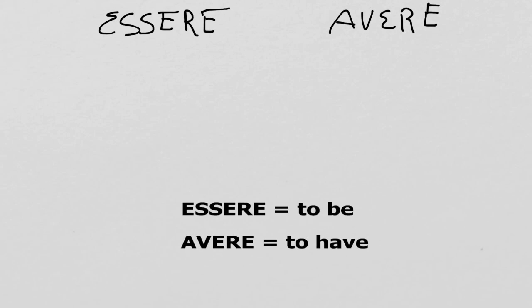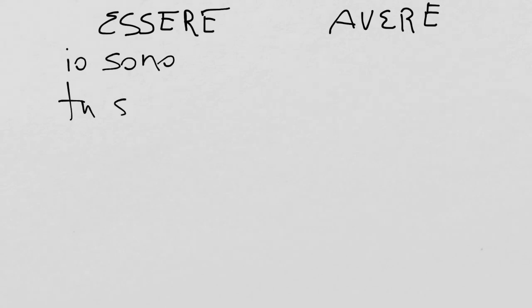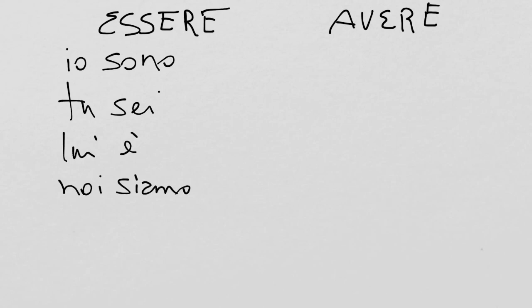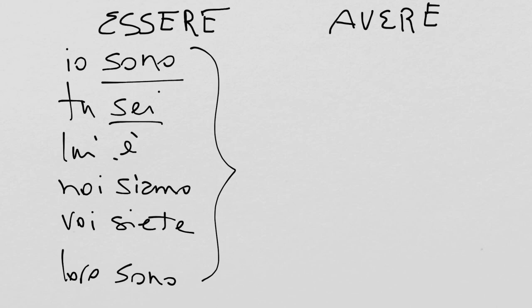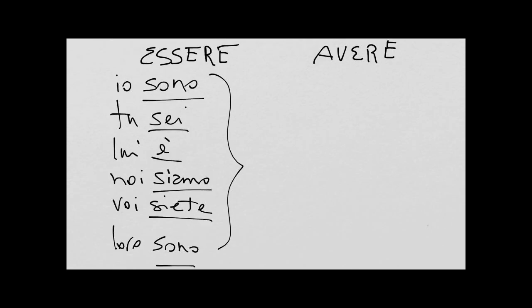Essere, avere. Essere, to be, avere, to have. These are irregular verbs. They do not have a pattern. They are unique in the way they are conjugated. Io sono, tu sei, lui è, lei è, noi siamo, voi siete, loro sono.